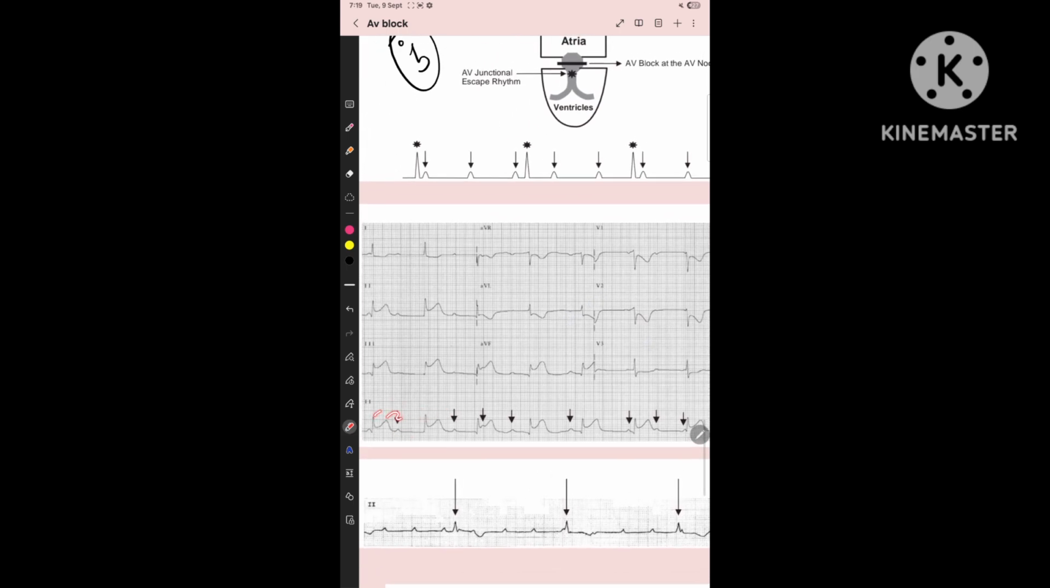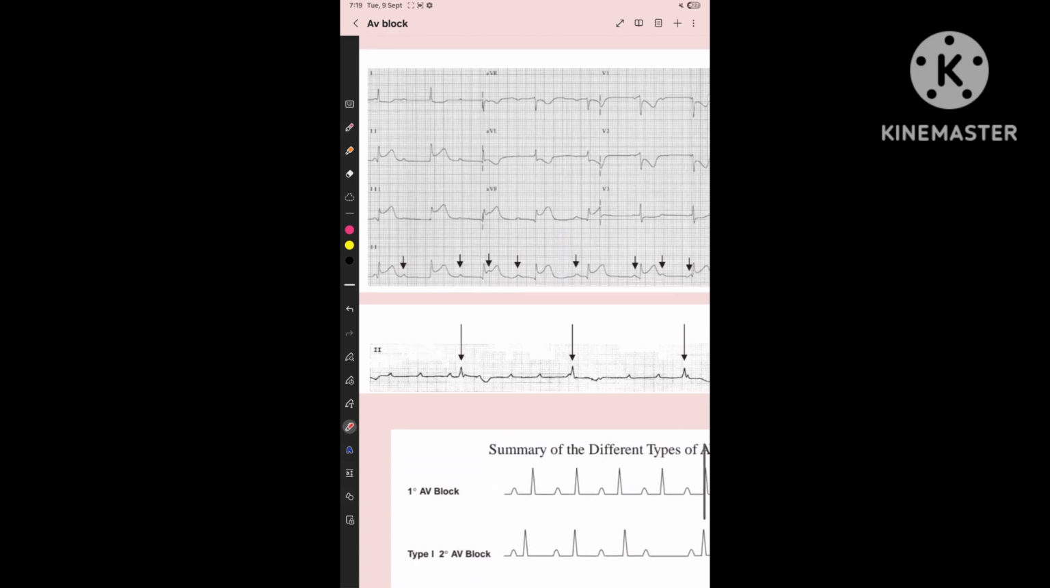See, this is the RR distance. If you see, the RR distance is the same, but there is no relation between P and R, and the PP distance is the same. One P wave must have been buried inside this QRS. So RR will be the same, PP will be the same, but there will be no correlation between P and R. Similarly, the PP is the same, RR is the same, but there is no correlation between P and R.